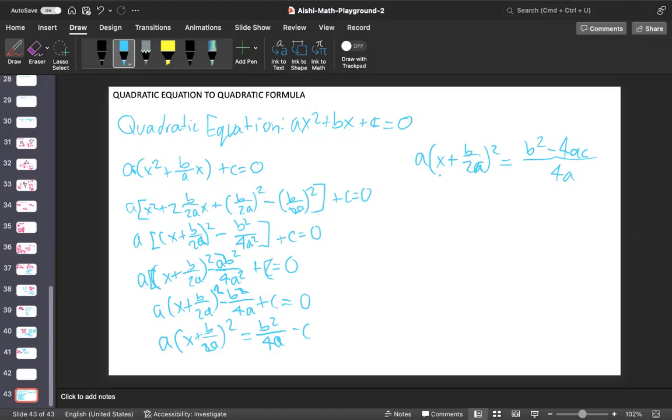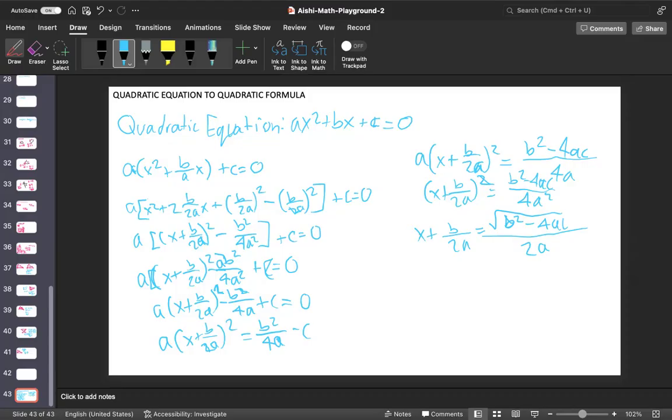So now let's divide both sides by a. Then we have x plus b by 2a squared is equal to b squared minus 4ac divided by 4a squared. Now, if we take the square root of both sides, then we would have x plus b by 2a is equal to square root of b squared minus 4ac divided by 2a.